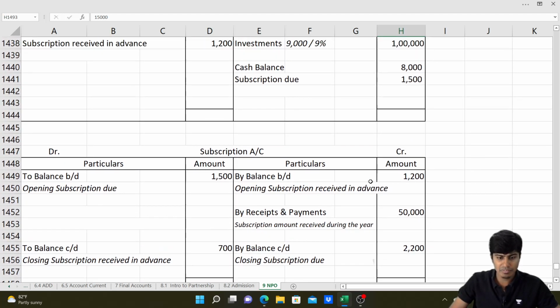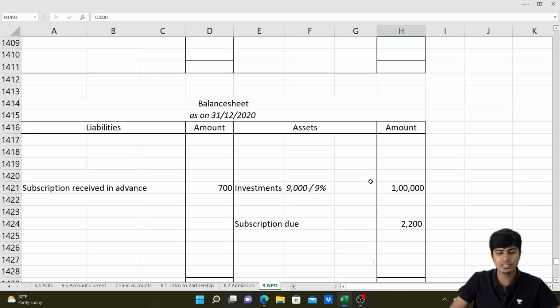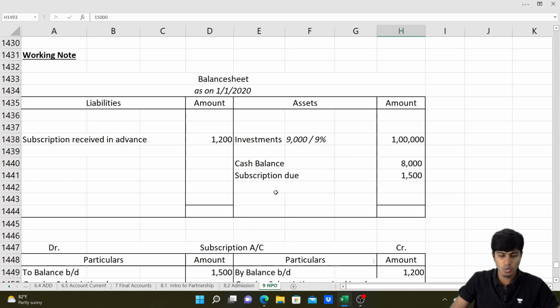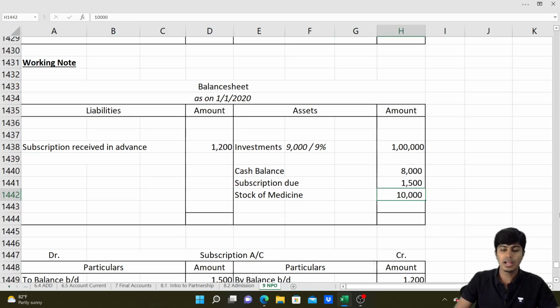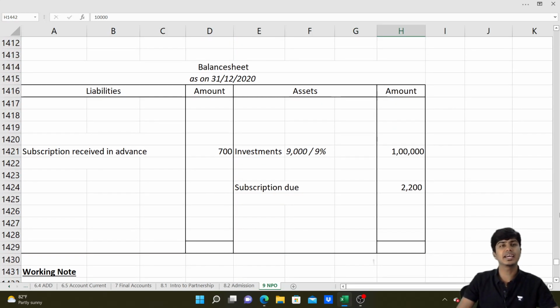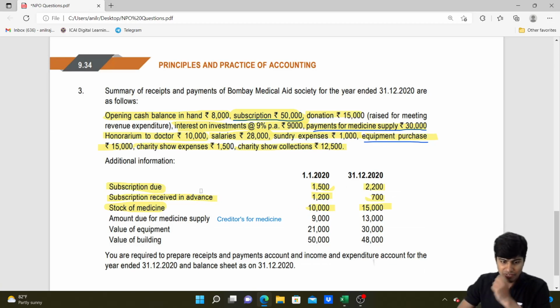So where do we have? We have the opening balance sheet and the closing balance sheet. In the opening balance sheet, I'll write stock of medicine, asset side, 10,000, and in our closing balance sheet as on 31st of December 2020, stock of medicine 15,000. Done.